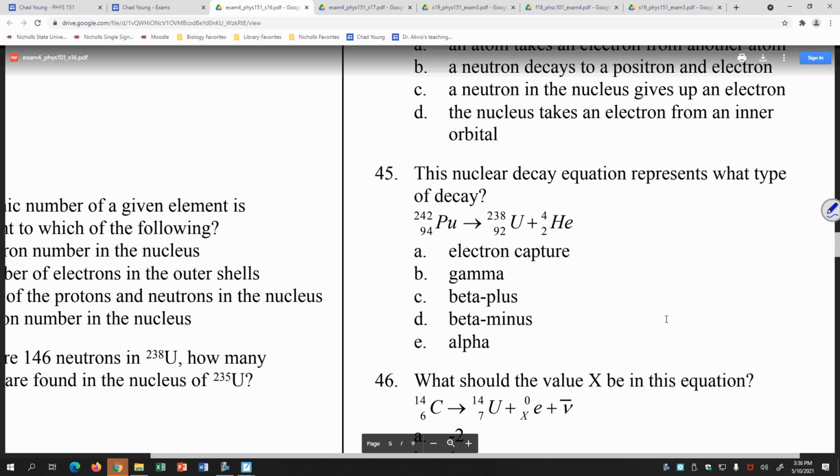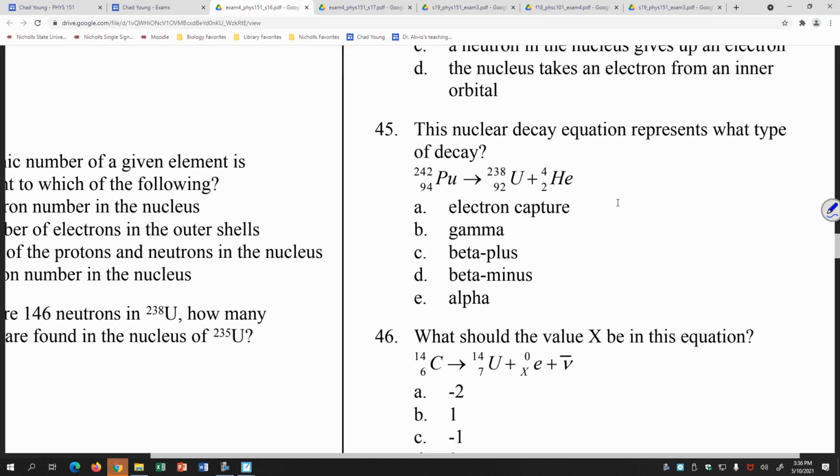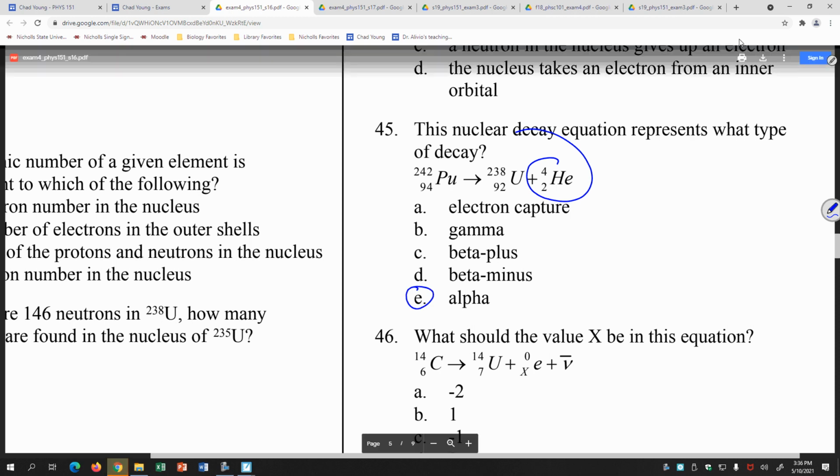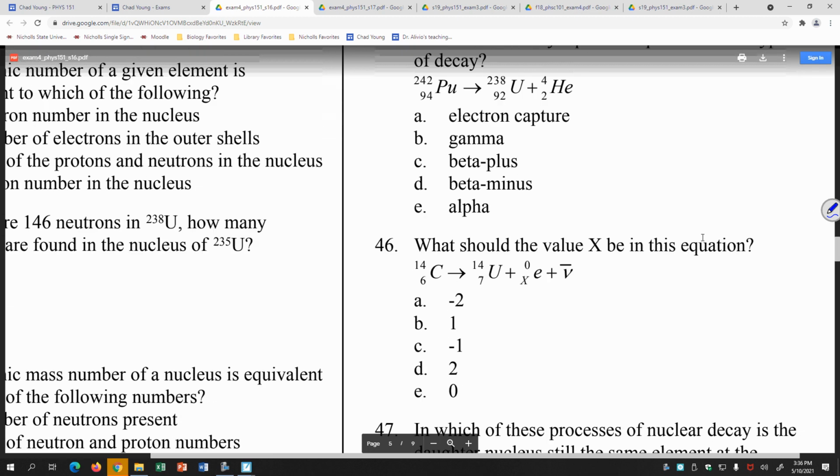Okay, here's another one. What does this nuclear decay equation represent? It's alpha, and I know it's alpha because of that. That should always stand out to you. That big old helium atom is an alpha decay. So you'll have several like that, where you just have to identify the type of decay, or identify the product of it.